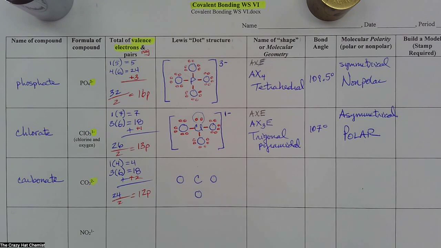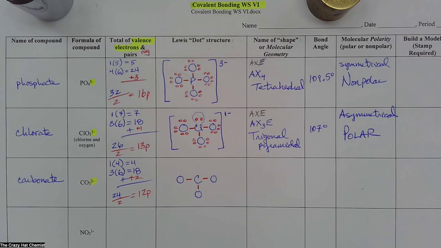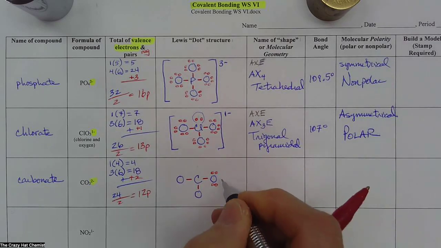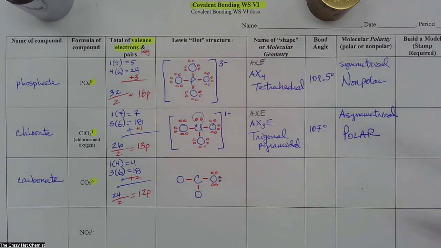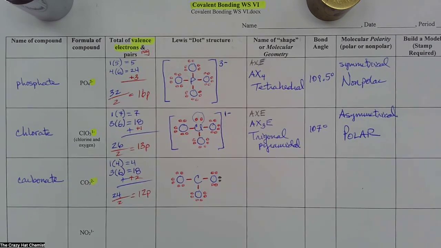Now we're going to place these pairs of electrons as is appropriate. First rule, bonding pairs of electrons between the central and the outside, central and the outside, central and the outside. I have used 3 of my 12 pairs. Then it is 4, 5, 6, 7, 8, 9, 10, 11, 12. I've used up all my electron pairs.